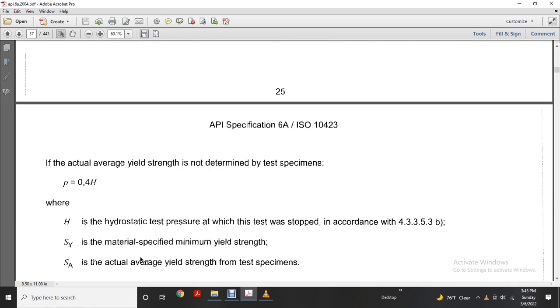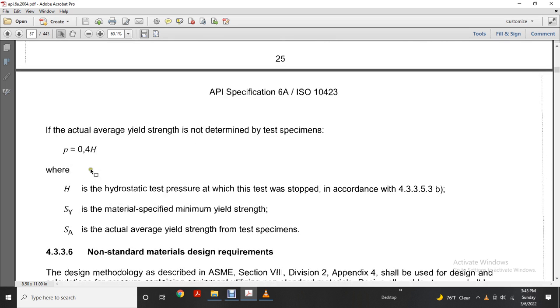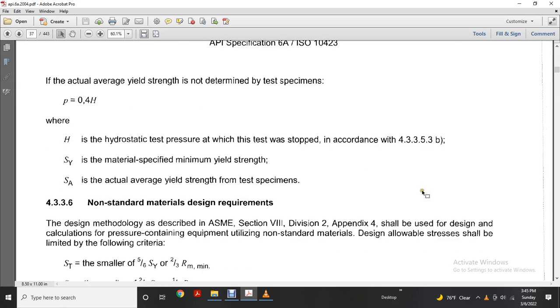Actual yield strength of the test specimen. If the actual average yield strength is not determined, the pressure is 0.4 times the hydrostatic test pressure, in accordance with 4.3.3.5.3.B.